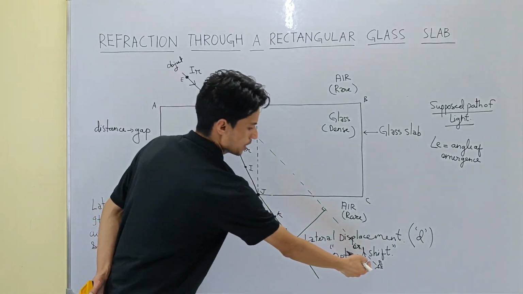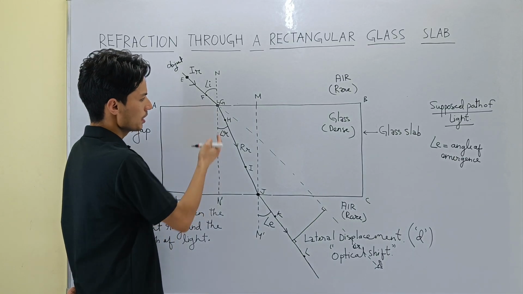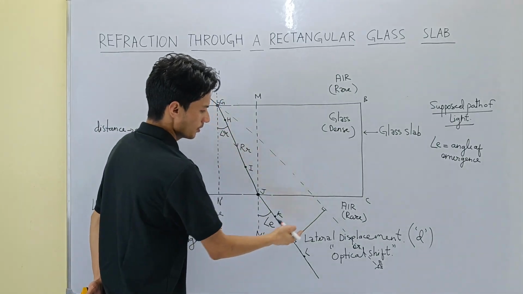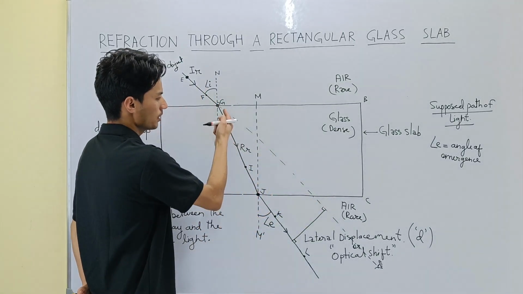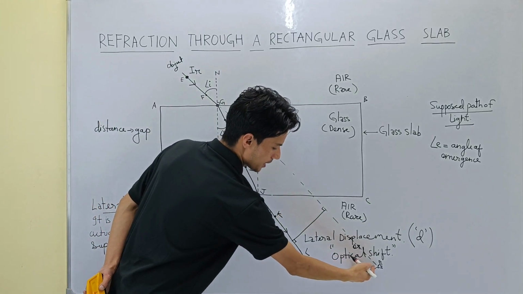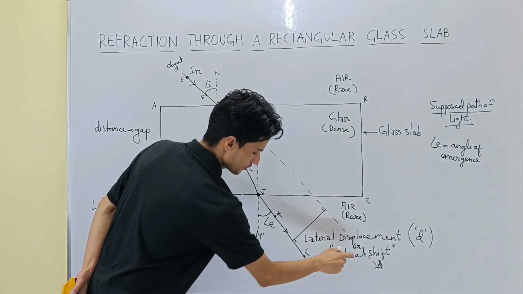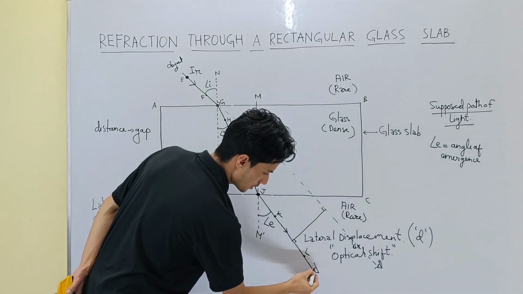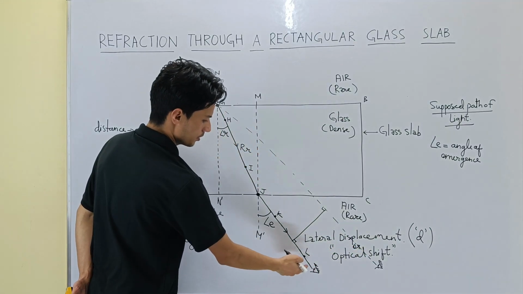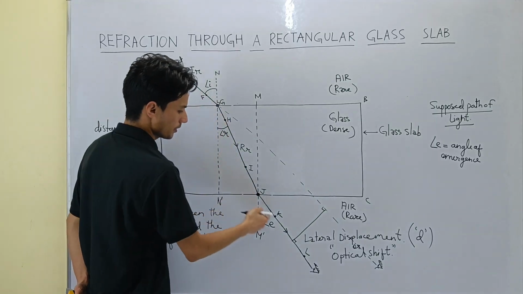So do you think he will be able to see the object? No, he won't, because light is not traveling through this path. So where will he see the object? He has to shift his eyes from this position to this position. If he does, then he will be able to see this object, because this is the path of light.